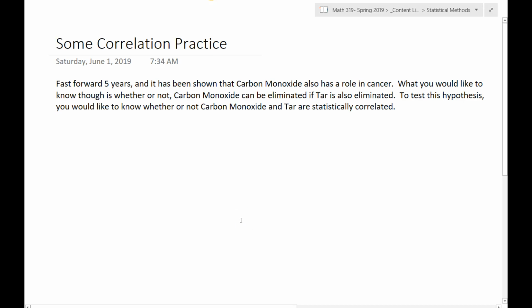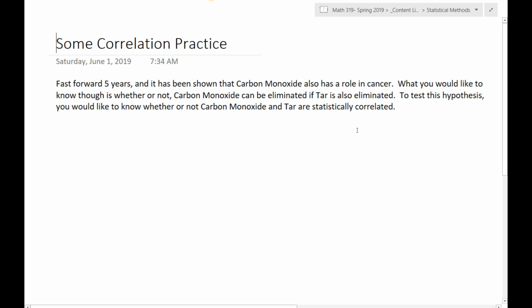We're going to do correlation. What we're asking here now is whether or not carbon monoxide and tar are correlated. And what does it mean to be correlated? What we're going to think about is what's that relationship and how are these things related. Okay, so I'm looking at this and I'm going to say, well, why correlation?